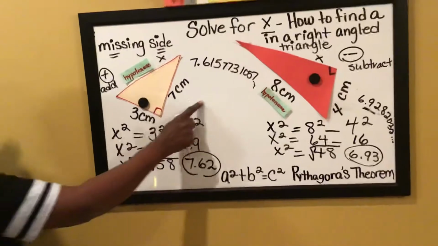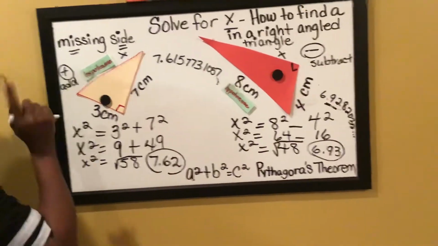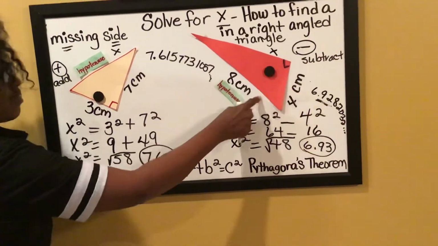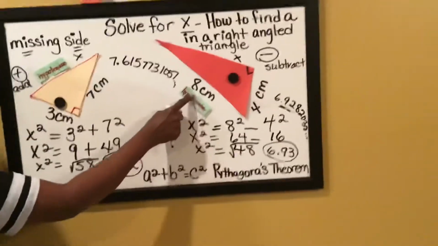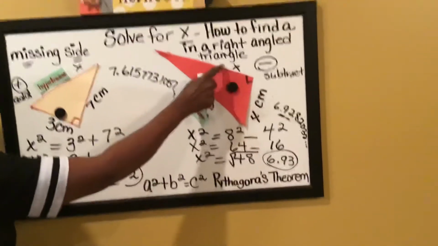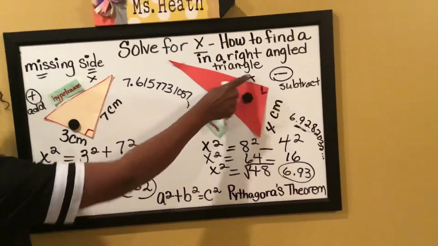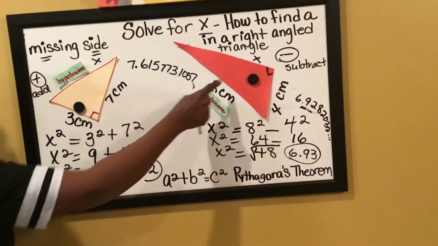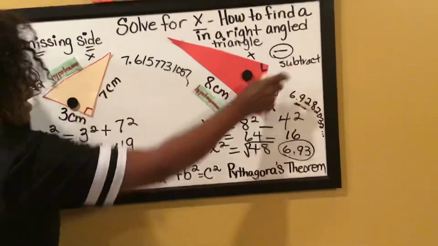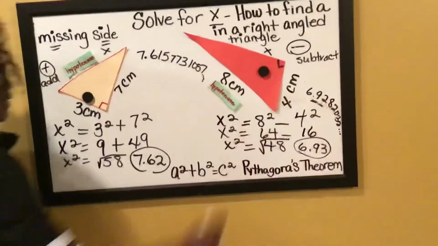Then when I creeped over here and looked at this one, I saw that I needed to look for my hypotenuse. Here's my longest side because it's opposite my right angle. But guess what? I already had the measurement for my hypotenuse. So I knew over here that I needed to solve for this either A or B. But this is my missing side. So when your hypotenuse is already given, what do you do? Subtract. Subtract. So this is adding, this is subtracting.